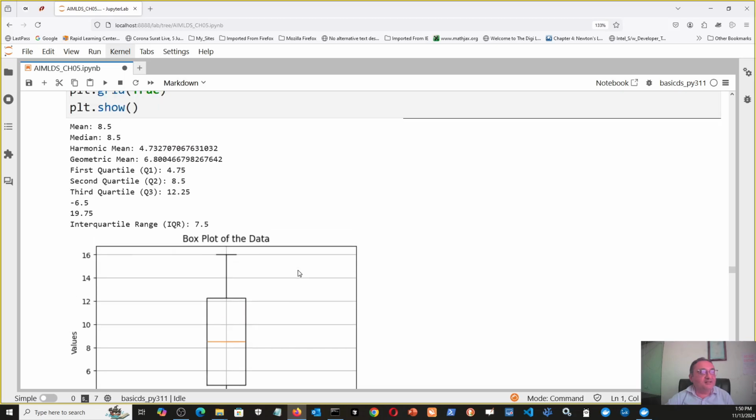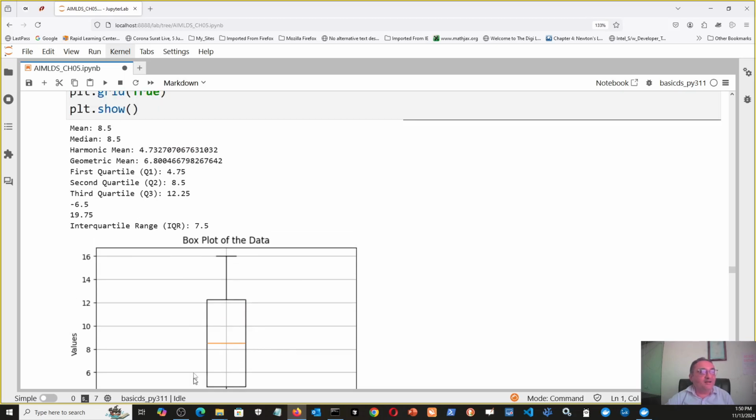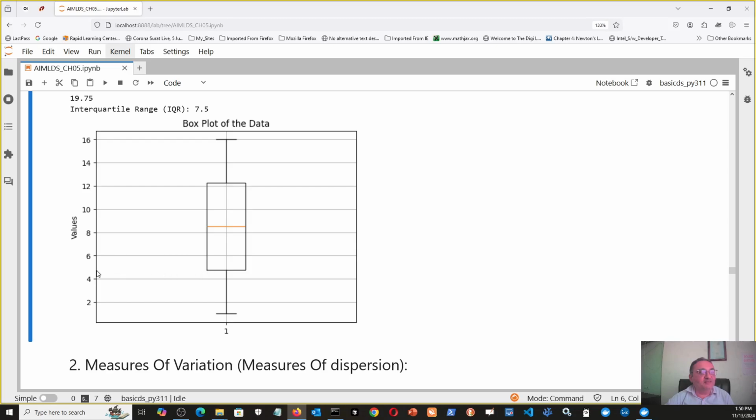measures of central tendency. This is median, then it is somewhere 8 point something. Actually speaking, somewhere here 8.5. Mean is also 8.5. It's not necessary that for every data set mean and median are the same, but here they are the same. Harmonic mean is 4.7, and the geometric mean is 6.8, and the first quartile is this 4.75 point.